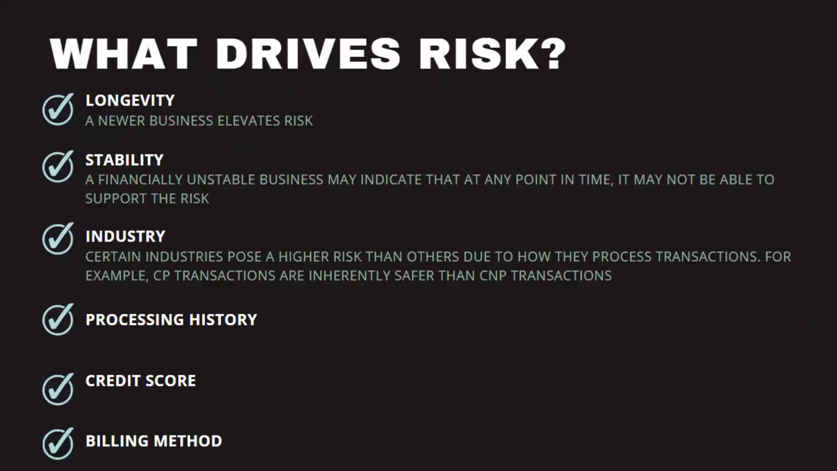So what drives risk? There are variables that mitigate and elevate risk. So longevity. A newer business does elevate the risk. The longevity of a business speaks to its success and customer satisfaction. A new business doesn't have that track record yet. So sometimes we're a little harder on new businesses in the underwriting world and in the risk world when there's a larger transaction. Stability. A financially unstable business lessens our confidence that the business will have the means at any given time to cover the risk.